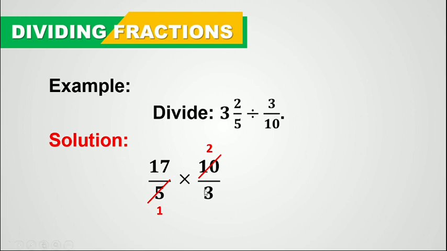Therefore, in writing your final answer, just multiply this one and the new numerator, as well as this and this one. So the answer here would be 17 times 2, that's 34, and 1 times 3, that's 3. Therefore, the answer for this particular example is 34/3. That's how quick it is. So you may use the cancellation technique because it will help you to get the lowest form of your answer as quickly as possible. All right?